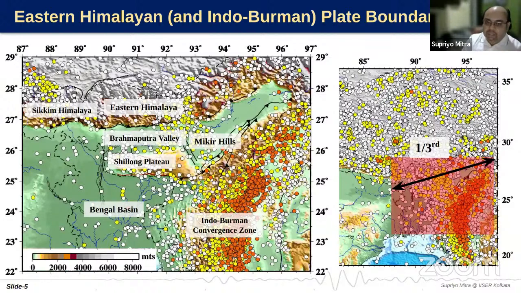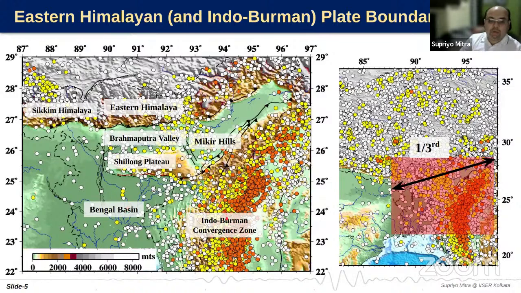So this is what I call the Eastern Himalayan and the Indo-Burman plate boundary system. So here there are several tectonic elements. You have the Sikkim Himalaya and the Eastern Himalaya, which are marked up here. You have the Brahmaputra Valley, which is basically the foreland basin. Then you have the Shillong Plateau and the Mikir Hills, which are basically uplifted basements within the foreland basin, which is not present elsewhere in the foreland.